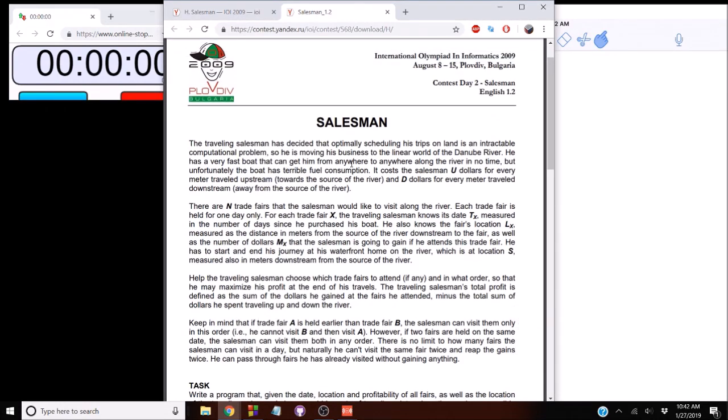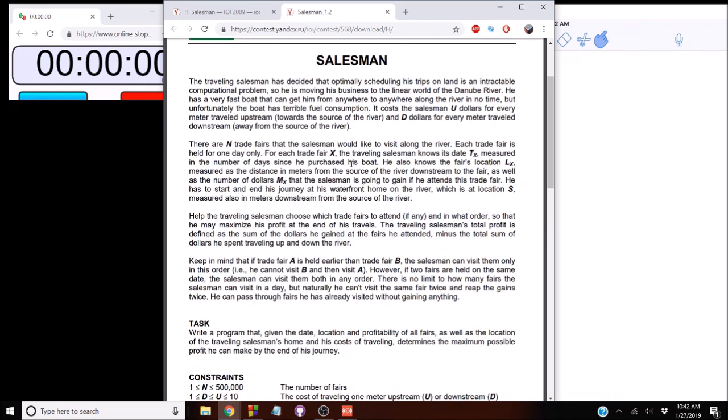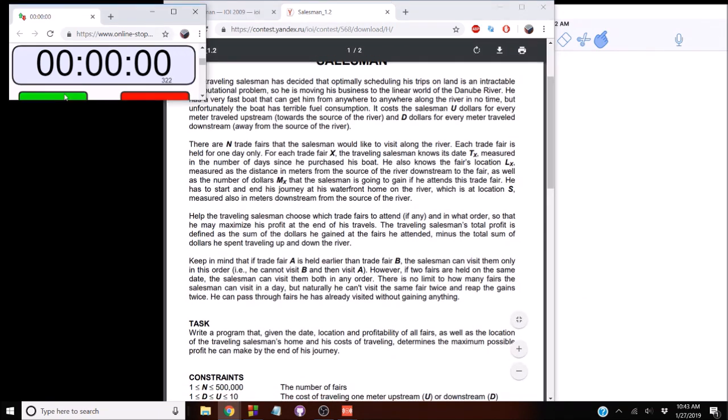So I'm looking at the problem Salesman from IOI 2009. I'm looking at it for the first time right now. Let's read the problem. Oh, let's start the stopwatch too.